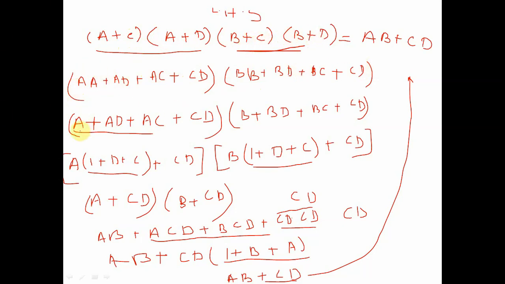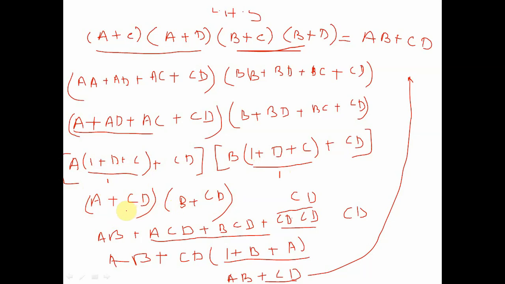Now A into A is nothing but A, so the remaining terms are AD plus AC plus CD, and in the second bracket B into B is B, BD, BC and CD. Taking A common, the remaining terms are 1 plus D plus C plus CD, and in the second bracket B is common, so the remaining is 1 plus C plus D plus CD. Here 1 plus C plus D is nothing but 1, so the remaining terms are A plus CD, B plus CD.